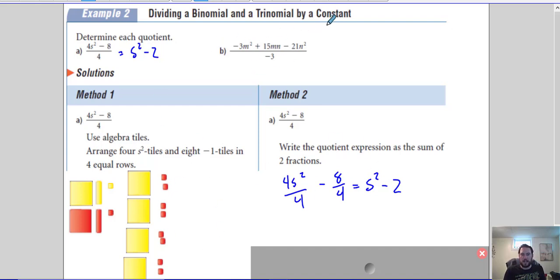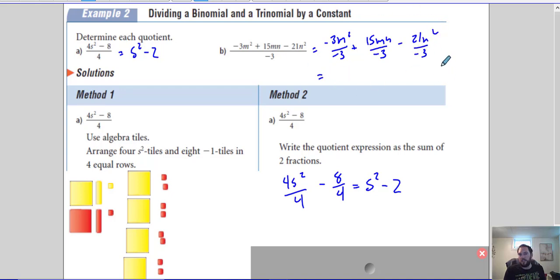Question B, I could do it exactly the same way. I could use my algebra tiles. Now the problem with this one, again, because I have those m's and n's, it gets a little messy. But if I use my method 2 here, I see I get negative 3m squared divided by a negative 3. And then I get my 15mn divided by a negative 3. And I get my 21n squared divided by negative 3, right?